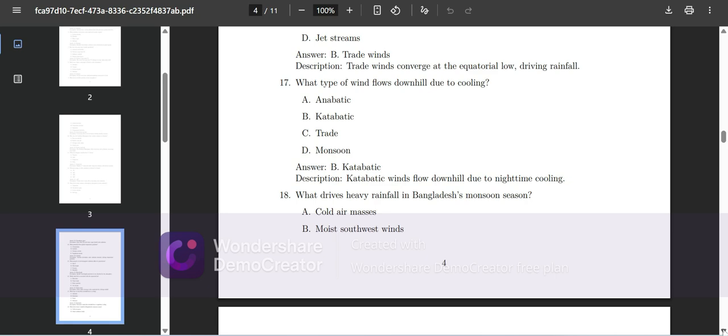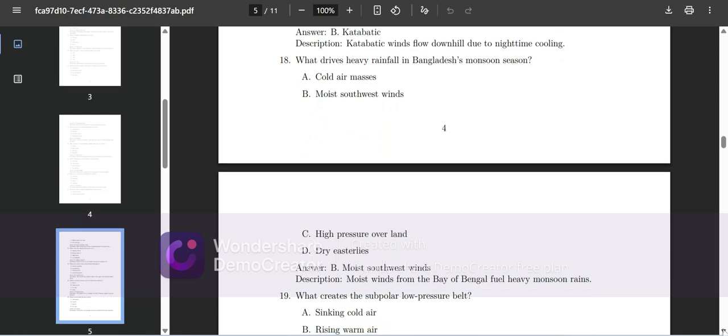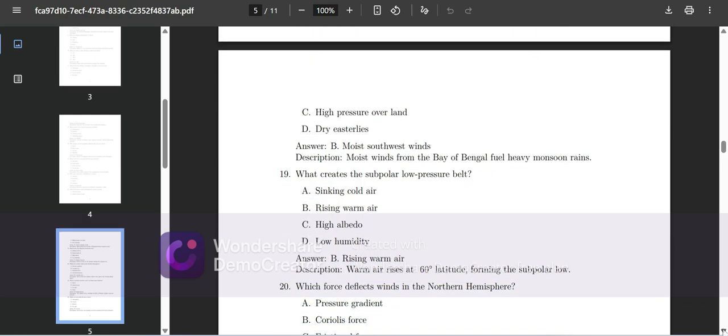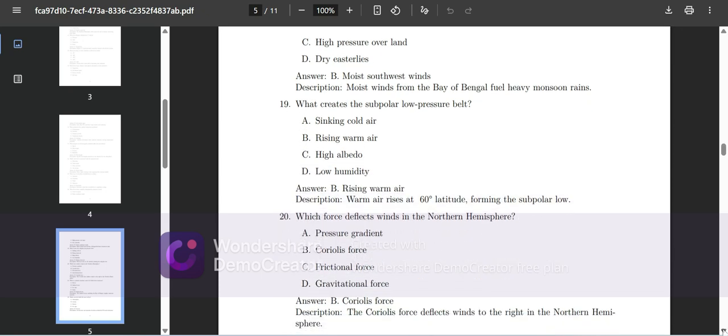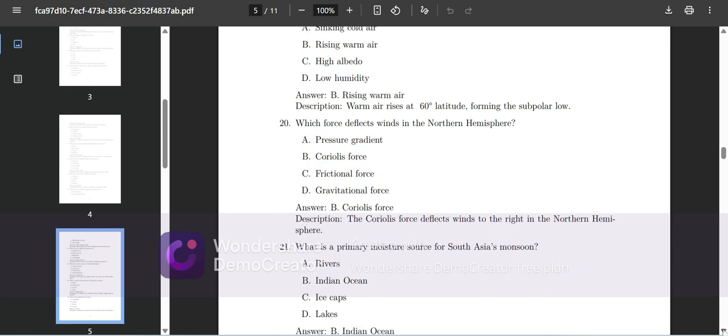What drives heavy rainfall in the Bangladesh monsoon season? Moist southeast winds. Moist winds from the Bay of Bengal fuel heavy monsoon rains. What creates the subpolar low pressure belts? Rising warm air. Warm air rises at 60-degree latitudes, forming the subpolar low. Which force deflects wind in the northern hemisphere?